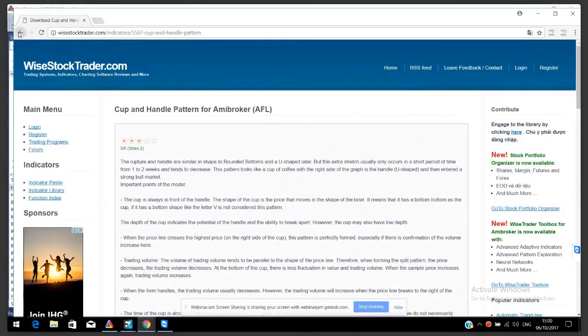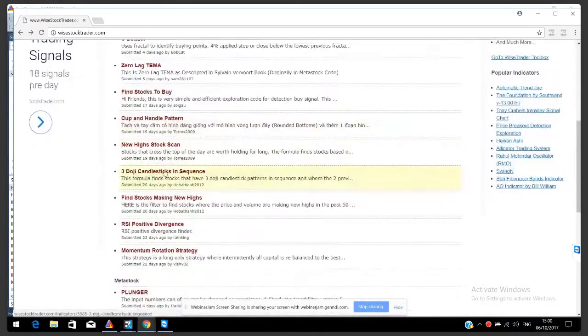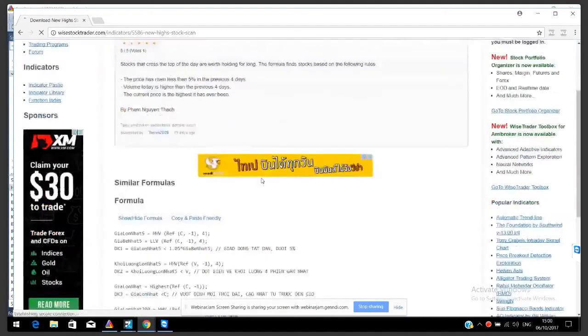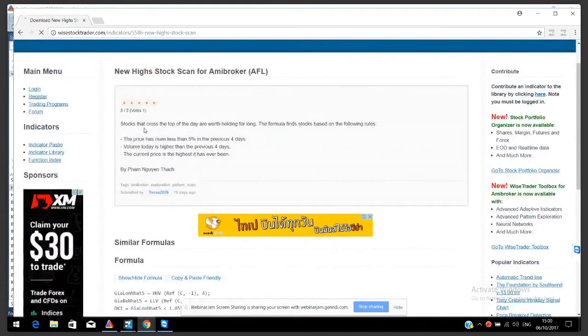You will see here so many Indian, Vietnamese and Russian guys posting similar things: momentum trading, RSI positive divergence, 3 doji candles, new high stock scan. See? So many things are available. It's written here: stocks that cross the top of the day are worth holding for long. The formula finds stocks based on the following rules. The price has risen less than 5% in the previous 4 days, right? Volume today is higher than the previous 4 days.